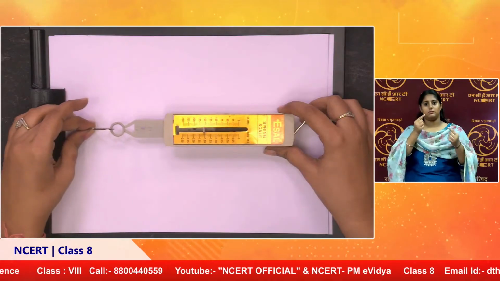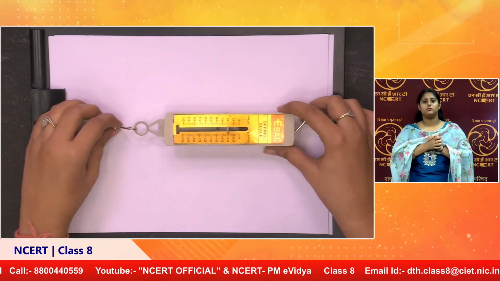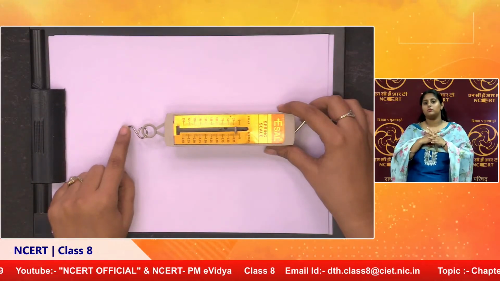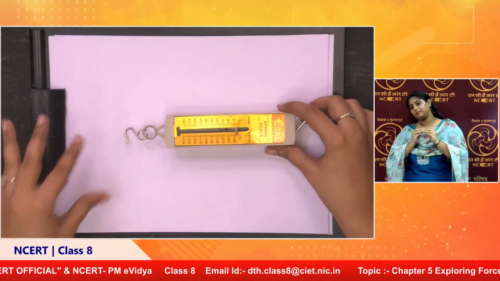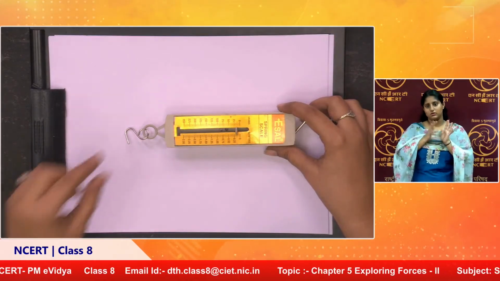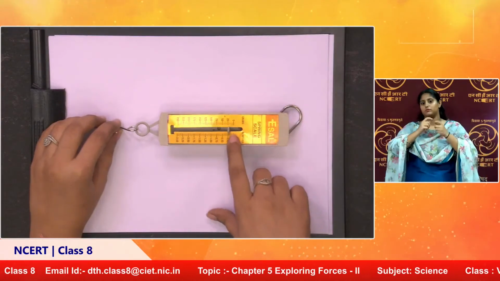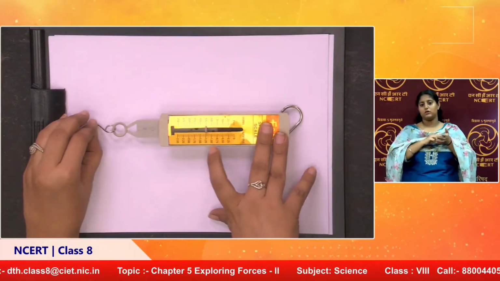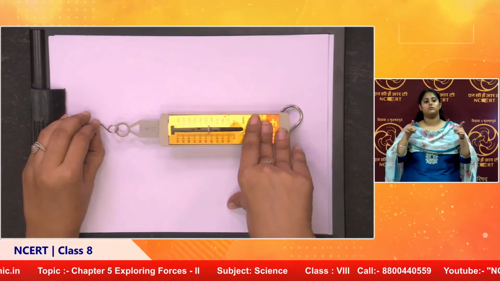And it stretches, and the stretch is proportional to the weight that is being hung here. The more the weight, the more the stretch. That is Hooke's law. Whatever amount of weight, see, mass plays an important role. The more the mass, the more the stretch. You can see this spring going down, and it gives the value in newtons and in grams.